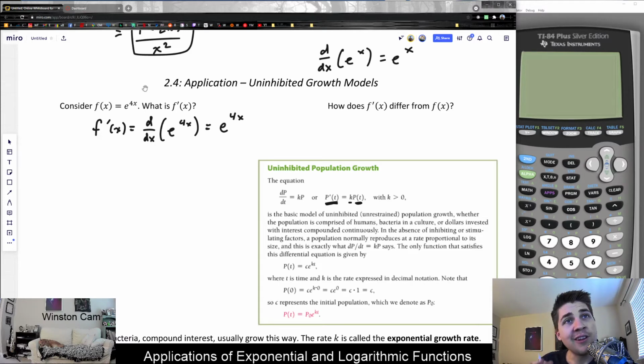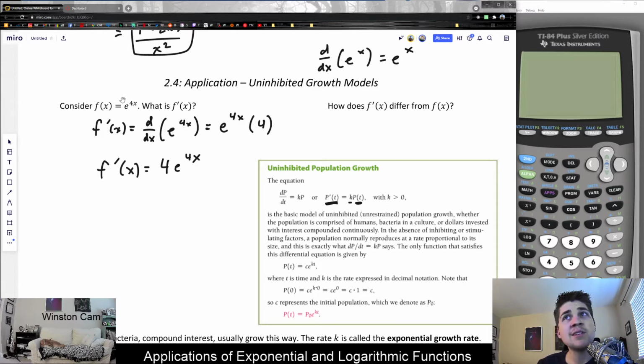However, whenever there is anything other than x in there, the chain rule has to be applied, because I could think of this as e raised to a function. The derivative of a function within a function is: take the derivative of the outside, keep the inside the same, and then multiply by the derivative of the inside. So the derivative of 4x is just 4. So at the end of the day, what I should have here is a 4 popping out, or 4e to the 4x, as the derivative of f of x.